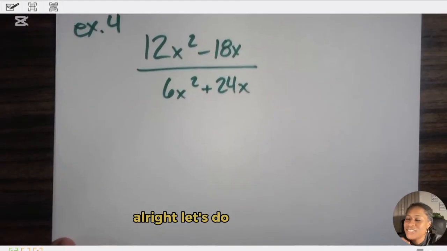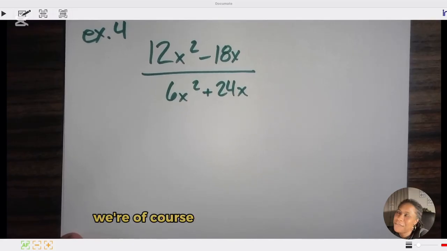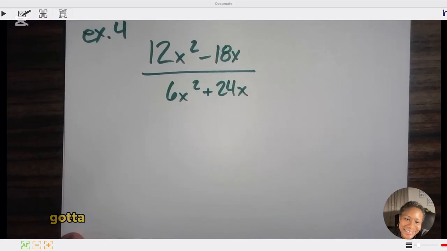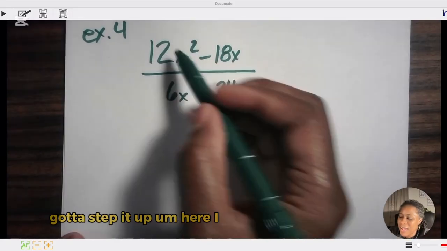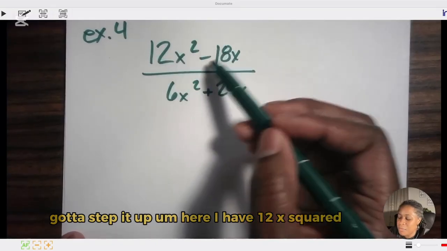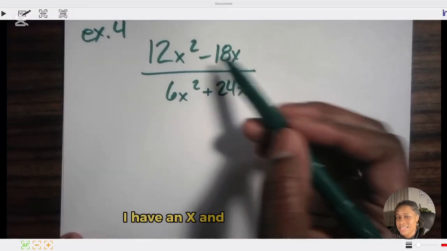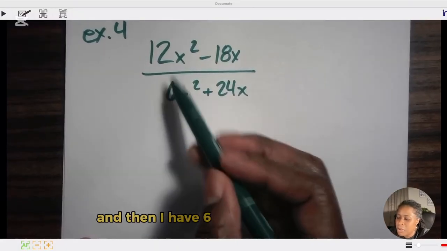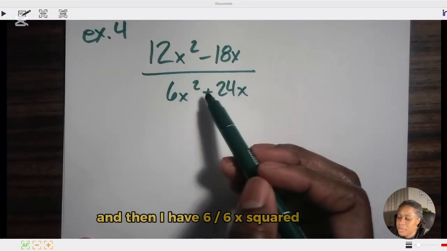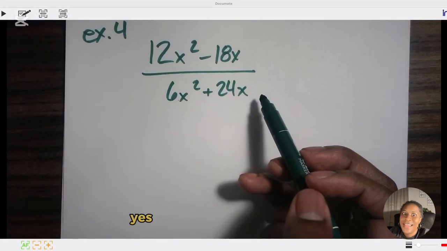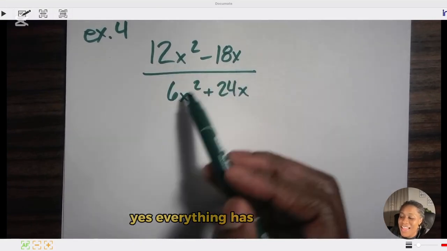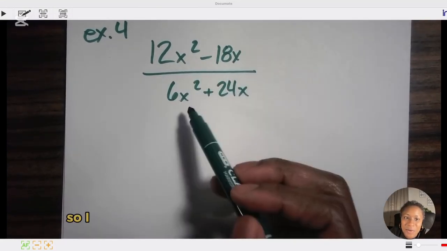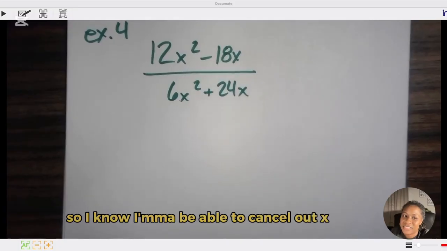All right, let's do example number 4. We're, of course, increasing the rigor again. Got to step it up. Here, I have 12x squared minus 8x. I have an x in common. That's important. And then I have 6 divided by 6x squared plus 24x. Yes, everything has at least one x. So I know I'm going to be able to cancel out x from this.